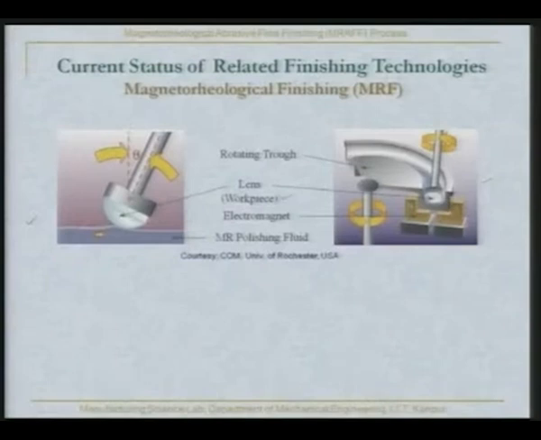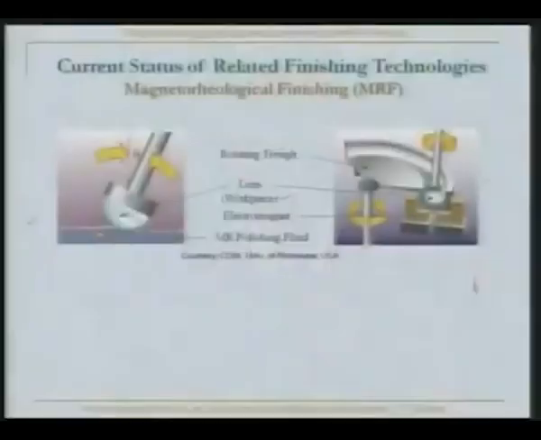Now, once these abrasive particles come in contact with the lens, two types of forces are again acting, as I mentioned earlier. One is the normal force, which is responsible for the penetration of the abrasive particle into the lens. When I say normal force, this is normal to the surface of the lens, and there is an axial force or tangential force which is responsible for removal of the material from the lens.